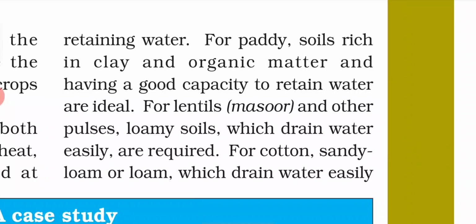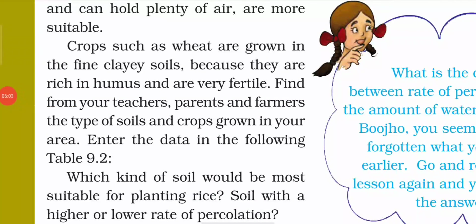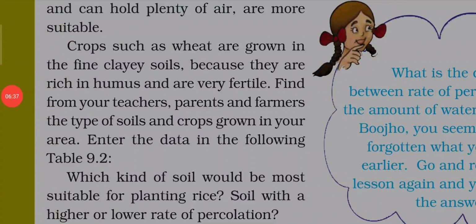Now for cotton, sandy loam or loam soil which drains water easily and can hold plenty of air is more suitable. These properties should be found in the soil in which we are growing cotton plants. Crops such as wheat are grown in fine clay soil because it is rich in humus and very fertile. When these soils have the proper components, we decide which crop to plant there, and we get a good amount of production.